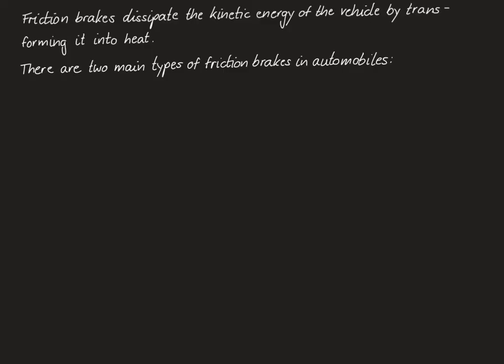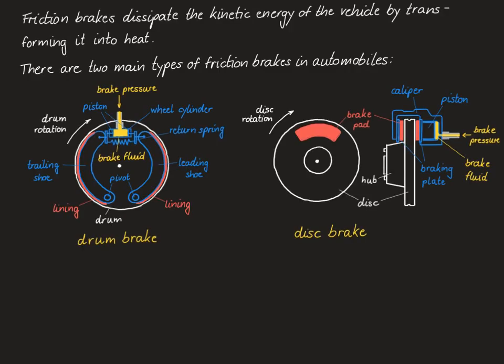In fact, there are two main types of friction brakes in automobiles. The first one is a drum brake, and the second one is a disc brake, and both are represented schematically in these drawings. For the drum brake, a drum, shown in white here, is connected to the rotating wheel. If the brake is to be applied, the brake pressure is increased, pushing additional brake fluid into the wheel cylinder, causing the two pistons on each end of the cylinder to move outwards. This pushes the leading shoe and the trailing shoe against the rotating drum. Notice that the brake shoes have pivot points at the other side of the brake. In the contact areas between the brake shoes and the drums are covered with linings.